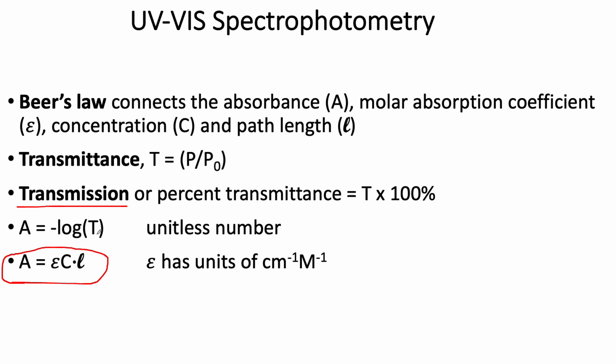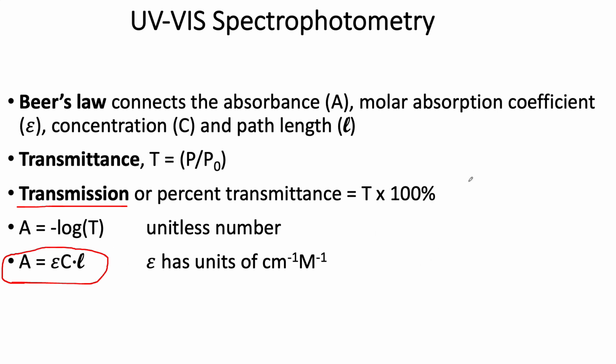You take the negative log of that. So if you have 10% of the light going through, then the transmission is 10%. The transmittance will be 0.1. Then you take the log of 0.1. The log of 0.1 is -1. And then there's another negative in the front here. So the absorbance is going to be 1. So if the transmission is 10%, the absorbance is 1.